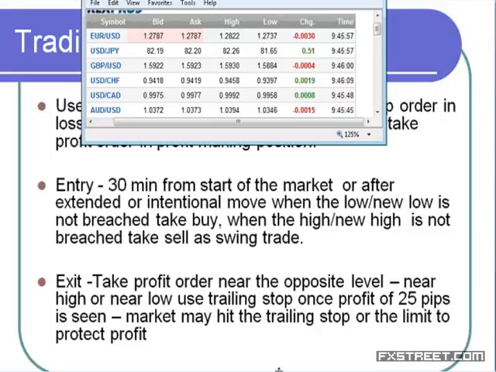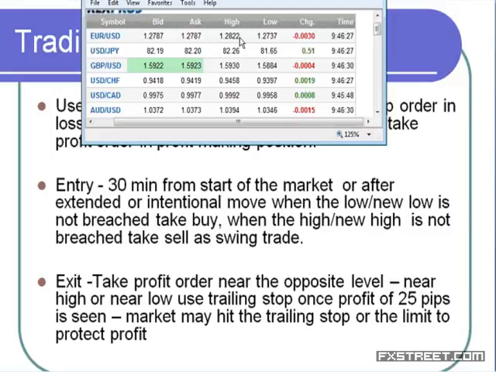And also, as a trading strategy, once the position makes profit, keep the stop at entry. And once the position makes 25 pips profit, we trail the stop in a profit making position. We use hedging instead of a stop in a loss making position, and we try to use the stop in a profit making position, and also keep a trailing limit.